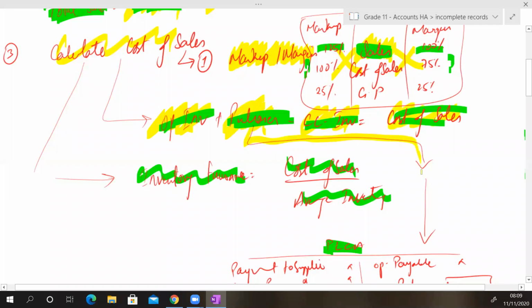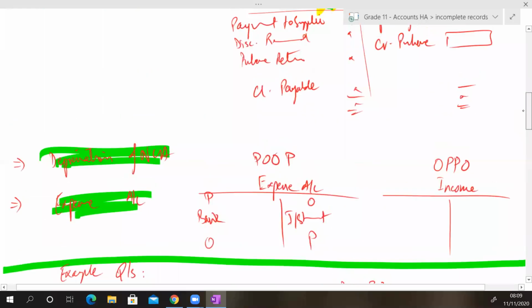And in order to calculate purchases, you might have to prepare a purchase ledger control account. And finally, the third way of calculating cost of sales would be through inventory turnover, which is cost of sales upon average inventory. If you're given this and you're given average inventory, opening and closing divided by 2, you can easily find cost of sales.